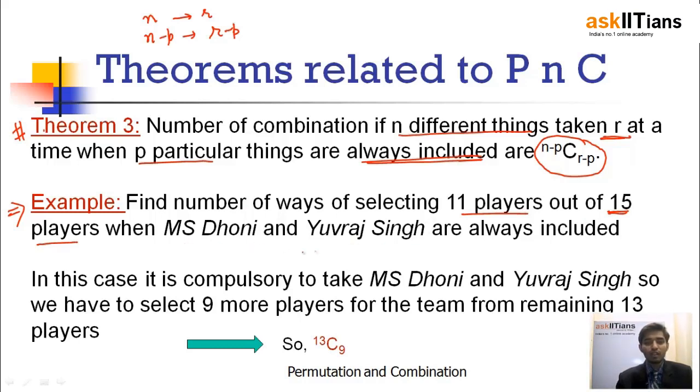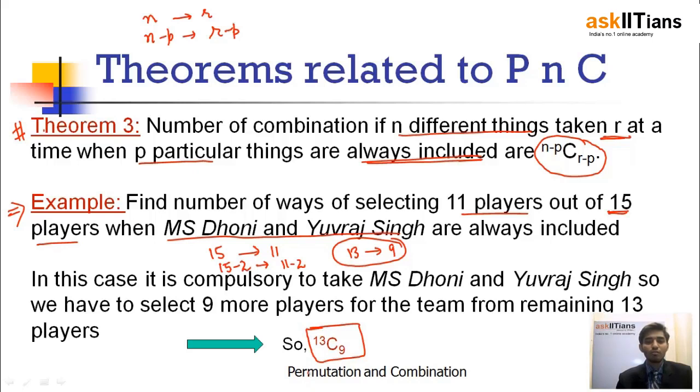So I want to select 11 players out of 15 players, but Yuvraj Singh and MS Dhoni are always included. So 2 players are always included. Now how many players are left out? 15 minus 2, and I have to select 11 minus 2 players out of this 15 minus 2 players. So basically I have to select 9 players out of these 13 players which are left out, so that I can form a team. So the total number of ways of doing this will be 13C9.